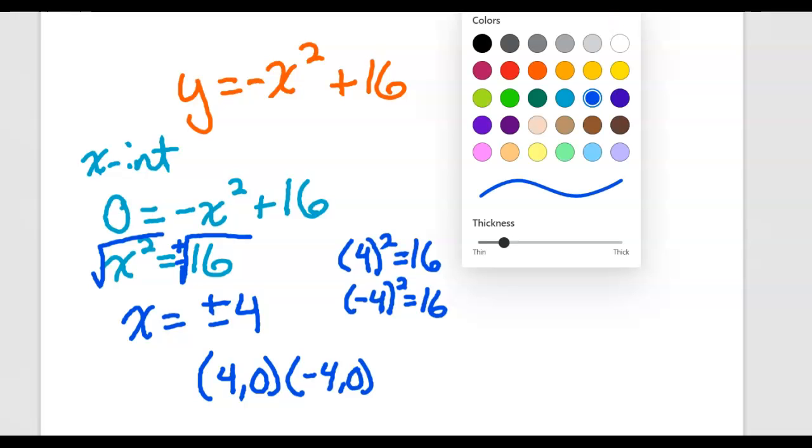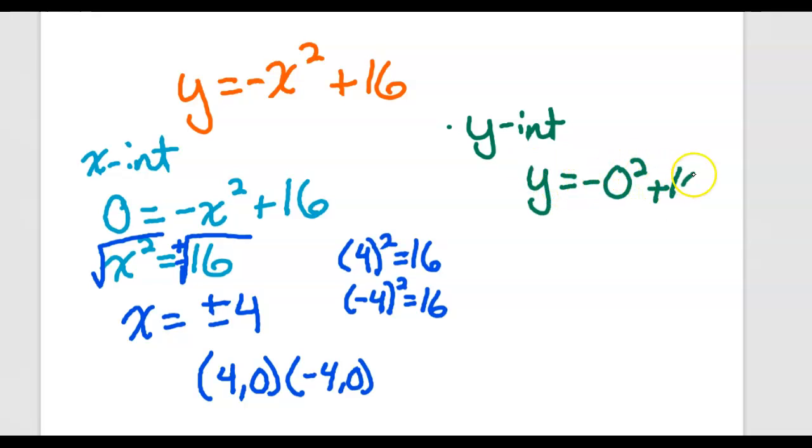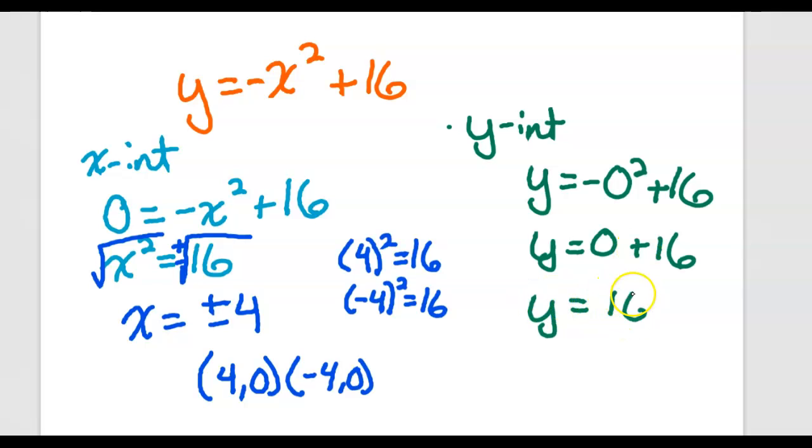When I go to do the y-intercept, this is where we plug in a 0 for our x. So I get y is equal to 0 plus 16. So y is equal to 16. So I have a point at (0, 16).